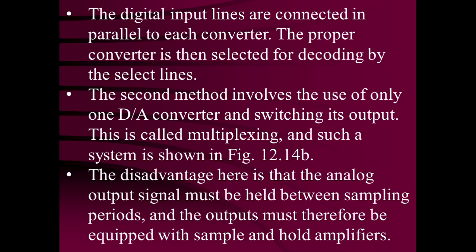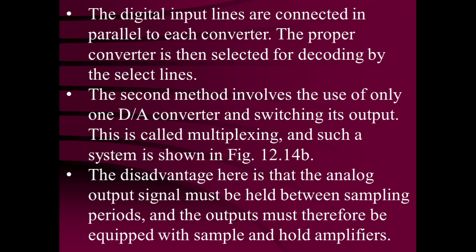Another method is we can utilize the multiplexer. What is the multiplexer? One into many. So here the output of one D to A converter is utilized instead of so many D to A converters. Only a common D to A converter is utilized, and that converts the digital information into the analog voltage. This information is going to be selected by the multiplexer, and the output of this D to A converter is connected to the multiplexer input.